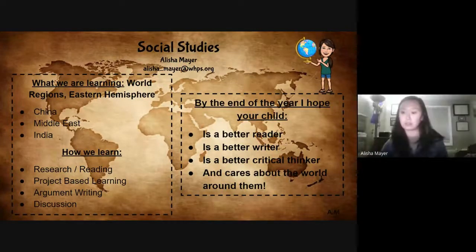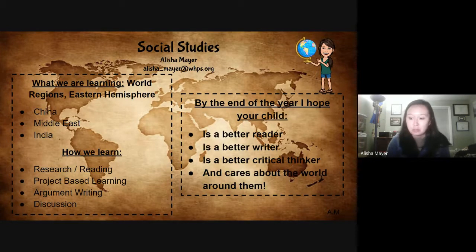Okay, so for social studies in grade 7, it is actually a continuation from grade 6. Grade 6 and 7, we do world regions. In grade 7, we are firmly in the Eastern Hemisphere of the world. So our main 3 regions that we study are China in East Asia, the Middle East, and India and Southeast Asia. So we just actually started China this week, learning about some geography right now.